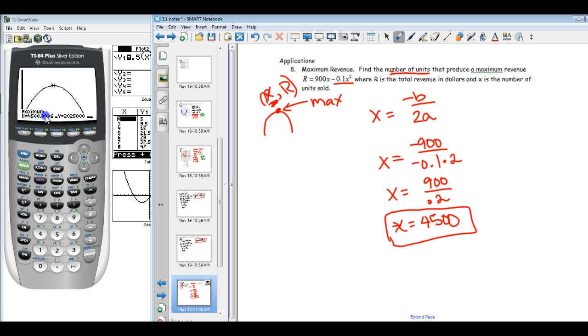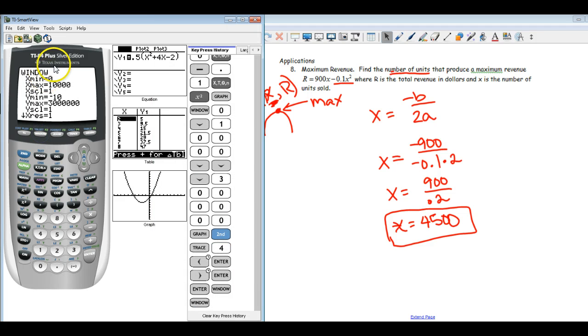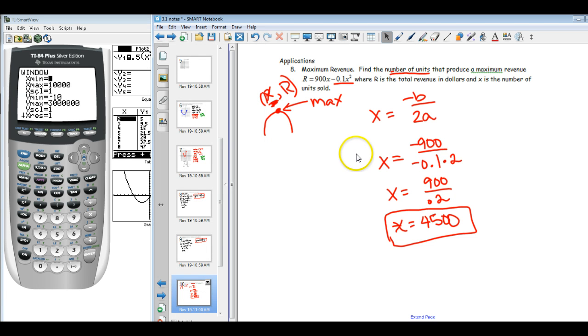Now you can also do this on your calculator by graphing. If you'll look over here, I've graphed the parabola and found the maximum. The challenge is usually to find the window. The window ended up to be from 0 to 10,000 and from 0 to 3 million. So a lot of times it's easier just to go ahead and use the -b over 2a. Now if we needed the actual revenue, we could substitute the 4,500 in for x and calculate that, and that will give us the total revenue.